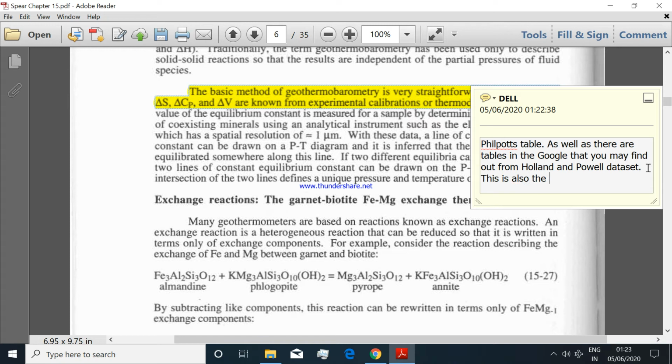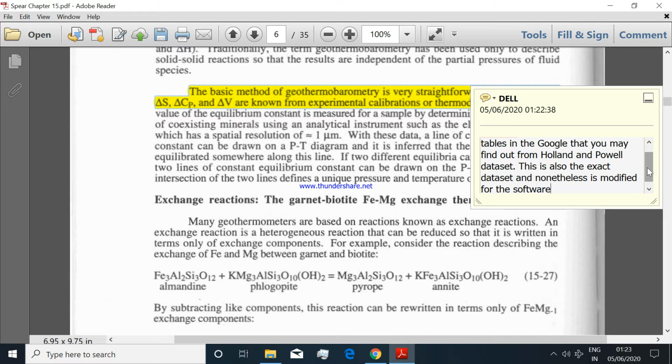And remember, this is the exact data set. This is also the exact data set, and nonetheless it is modified for the software used in metamorphic modeling, like Perple_X, Theriak-Domino, or even Thermocalc.